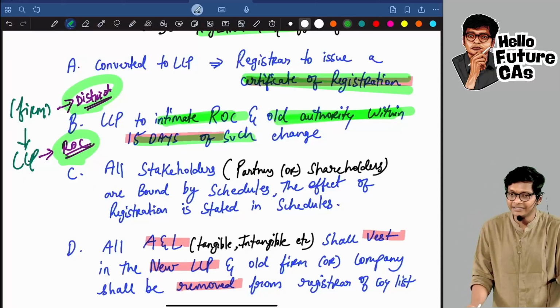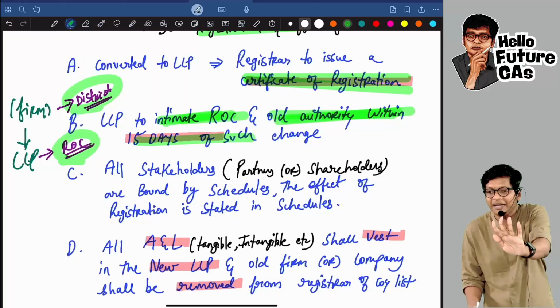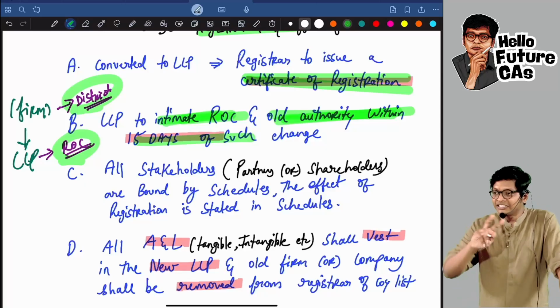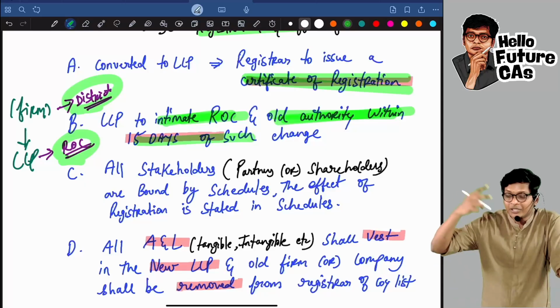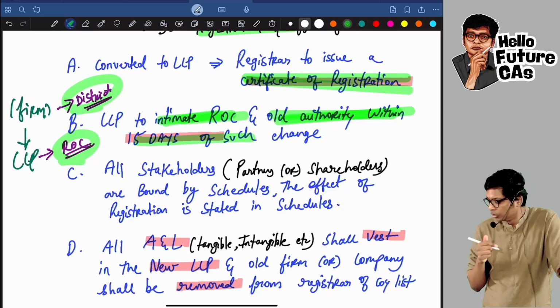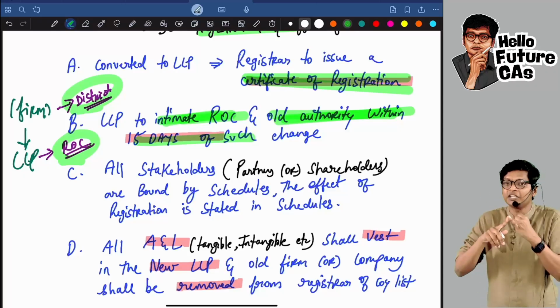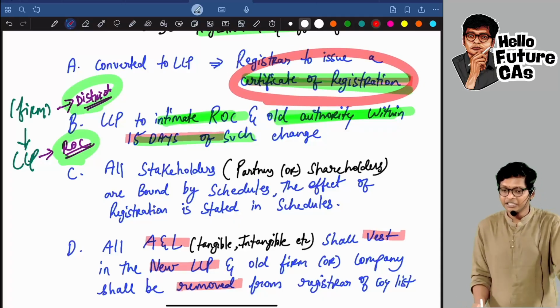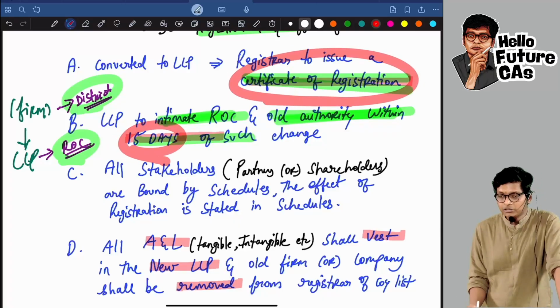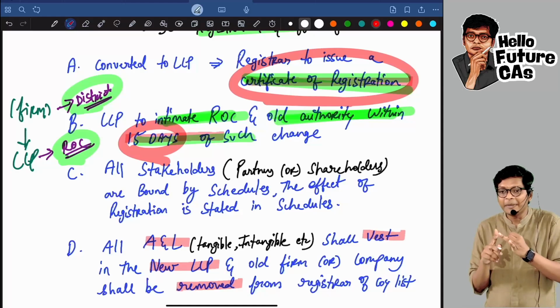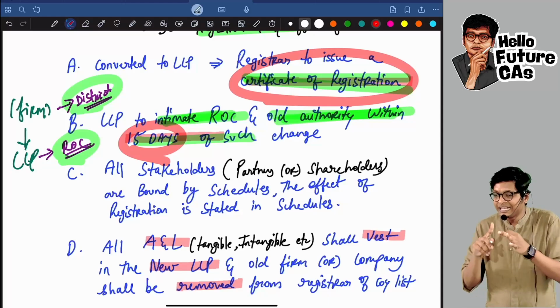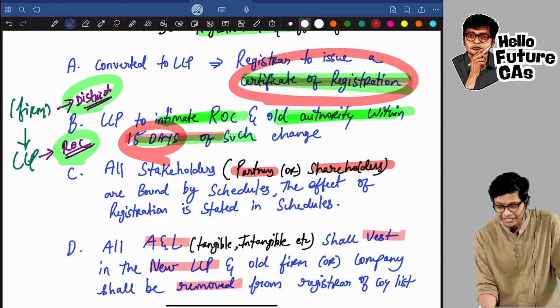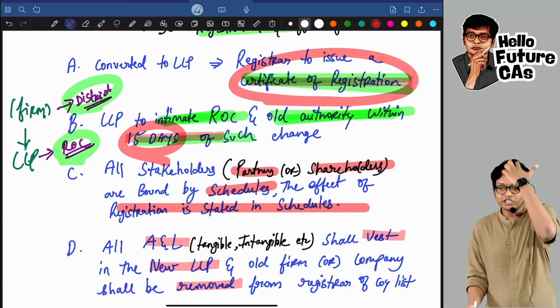Are you following, guys? This will mainly come in case of partnership to LLP or change of location from one city to another city or state. So what is the implication of conversion? You get a certificate of registration, intimate within 15 days. All the stakeholders of the LLP, creditors, members, partners, shareholders, have to follow the schedules, and whatever is given in the schedule you have to follow.